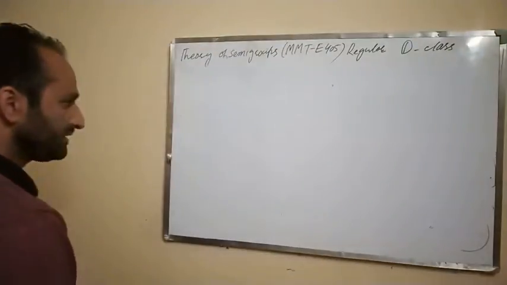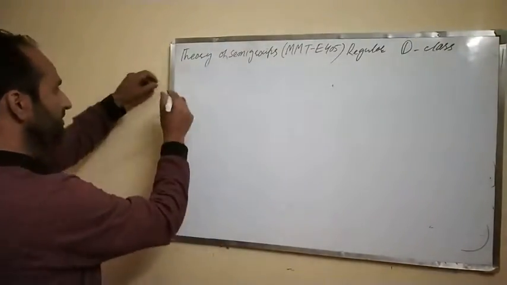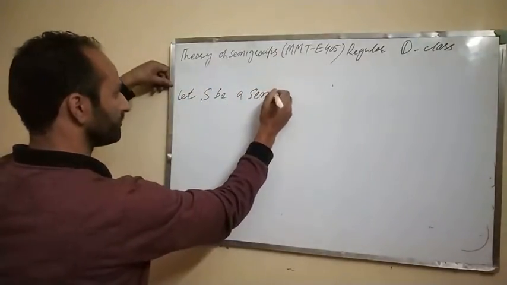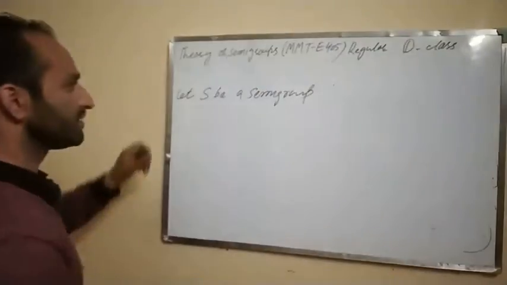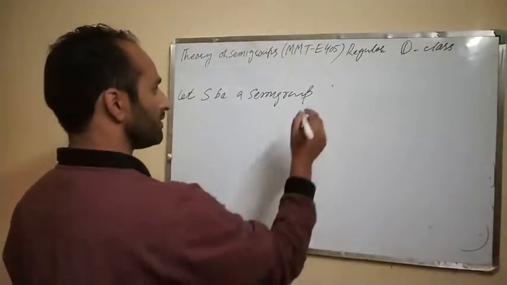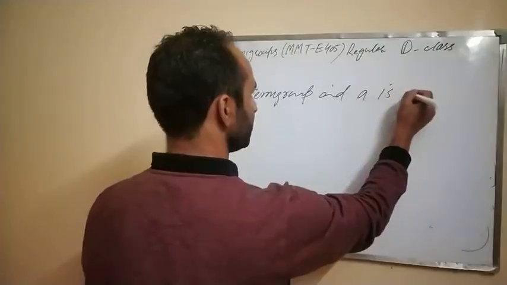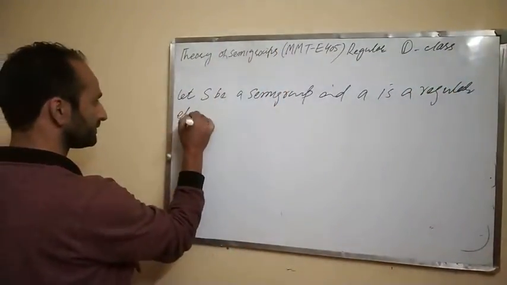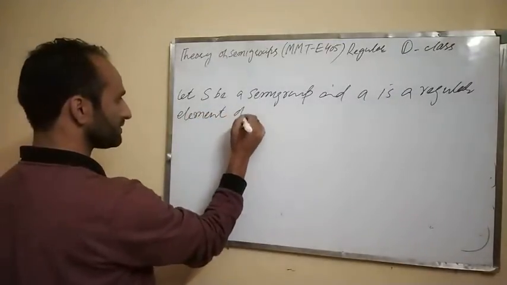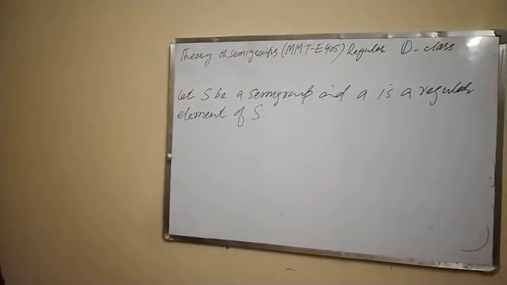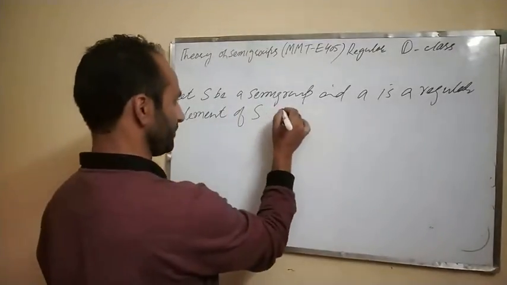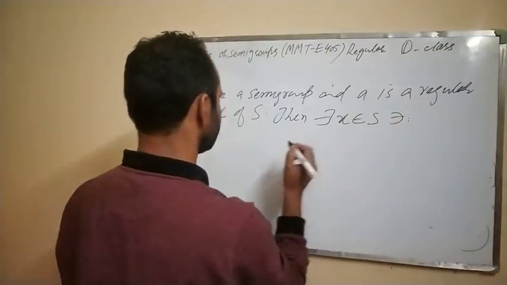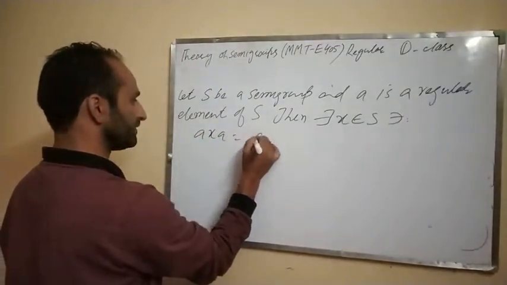So let's see this. Suppose a is a regular element. Let S be a semigroup, and a is a regular element of S. We try to find its inverse. Since a is regular, then by definition there exists x in S such that axa = a.